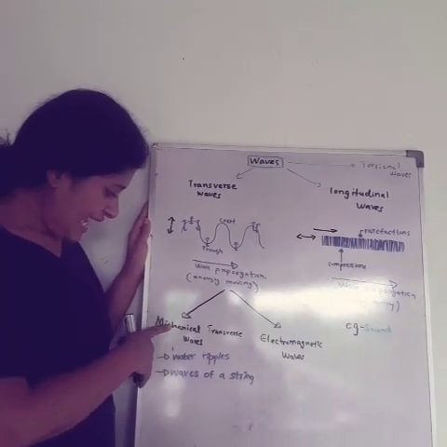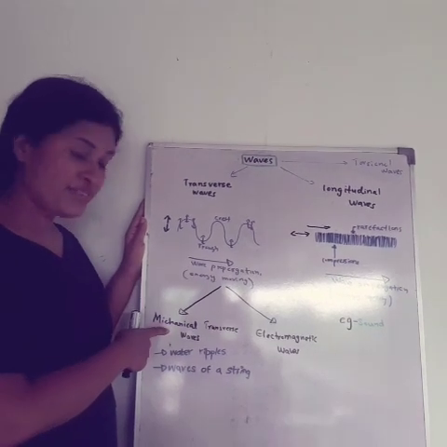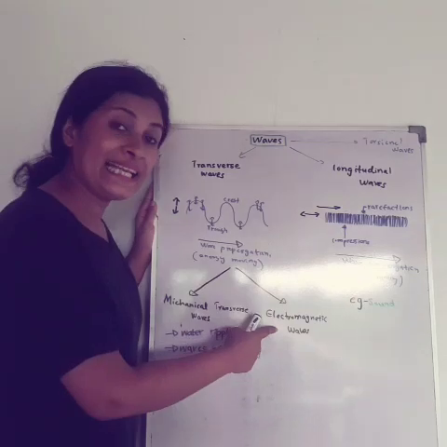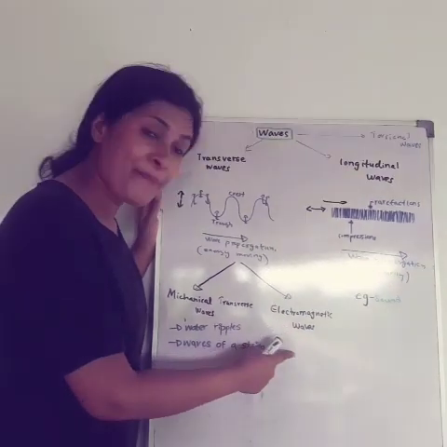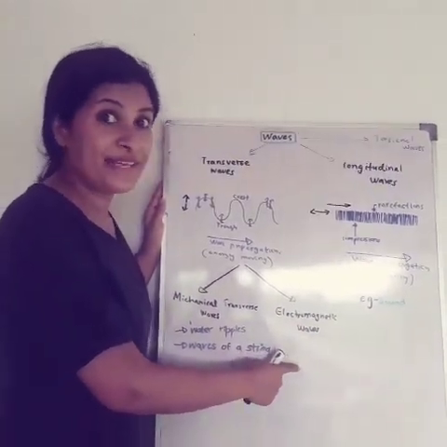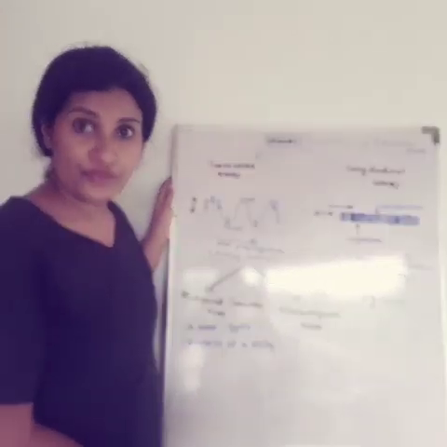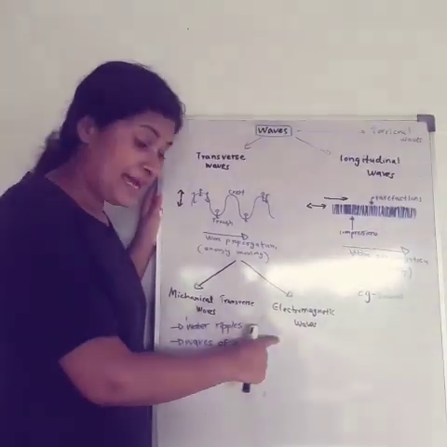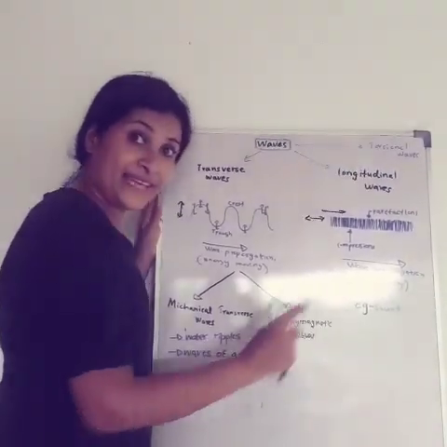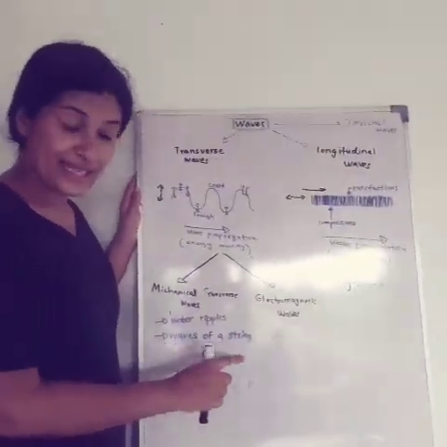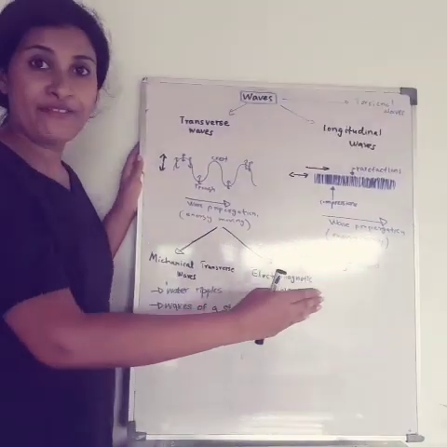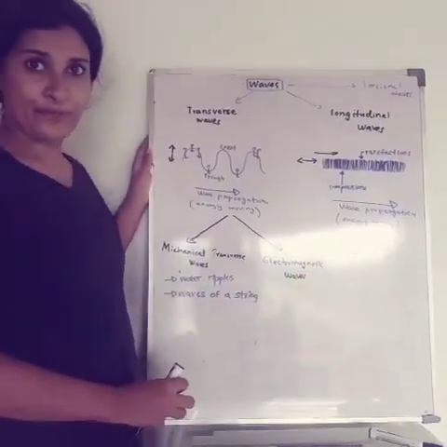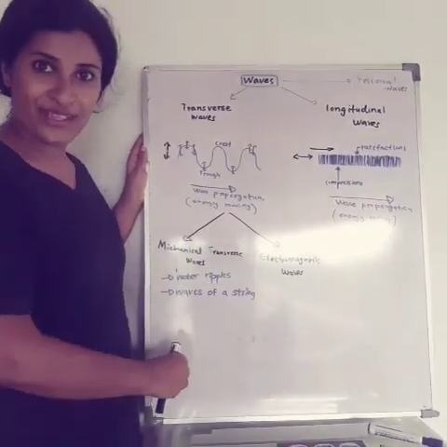Here, the transverse waves are again categorized as mechanical transverse waves and electromagnetic waves. Remember, in electromagnetic waves, particles are not moved. There is no involvement of particles, but an electric field and a magnetic field and the movement of the wave. There is a combination of three things here. We'll discuss it in another video.